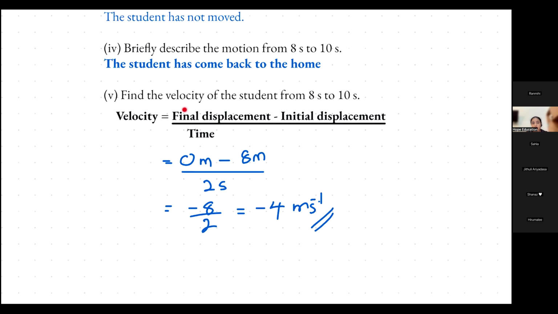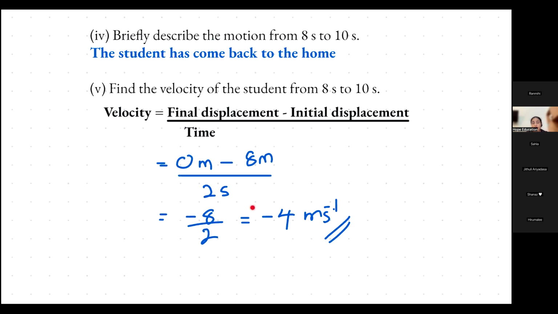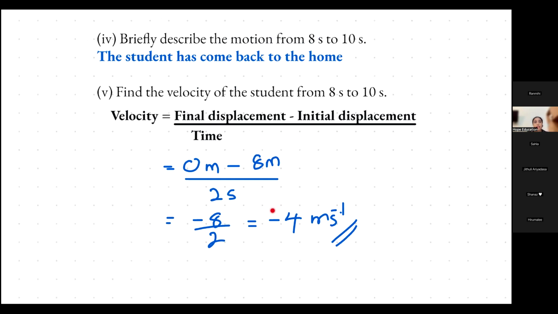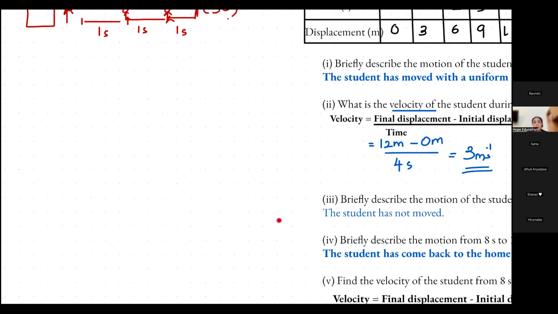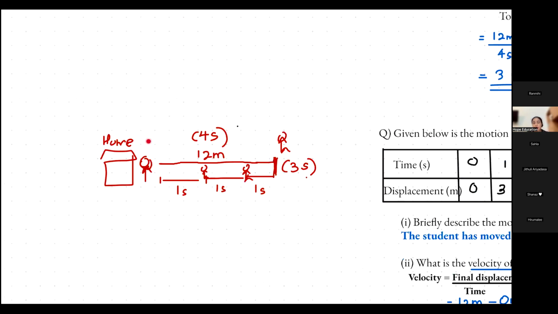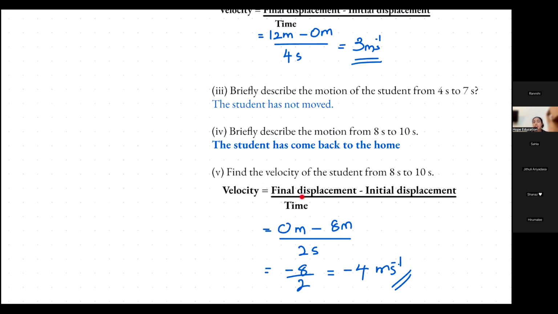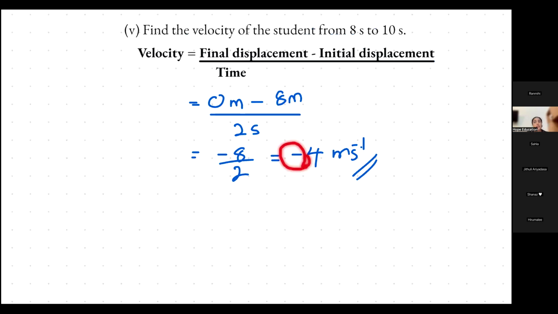Here, the minus in the velocity means that the direction has changed. Velocity is still 4, but the direction is the opposite direction. Look here, he first went in this direction, and after this point he comes in the other direction. This minus shows opposite direction. Here the minus only speaks of opposite direction.